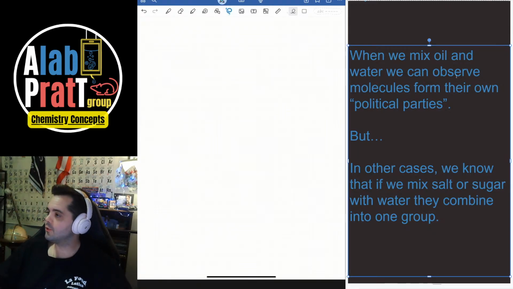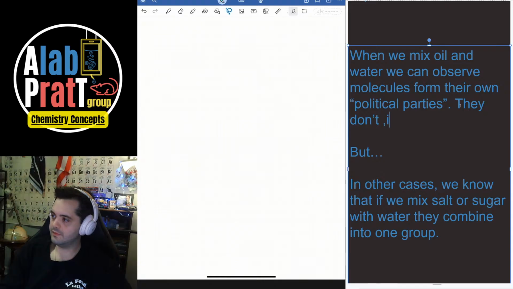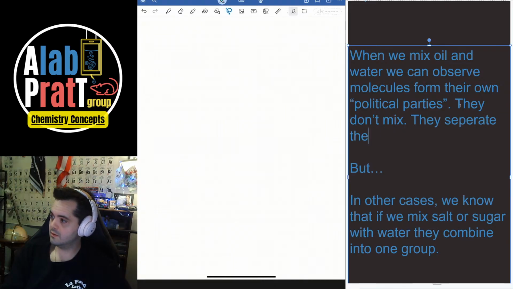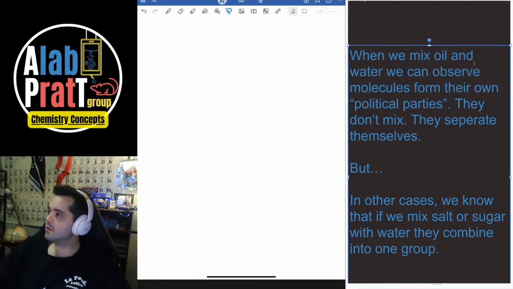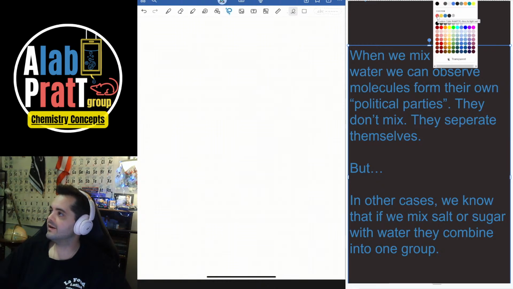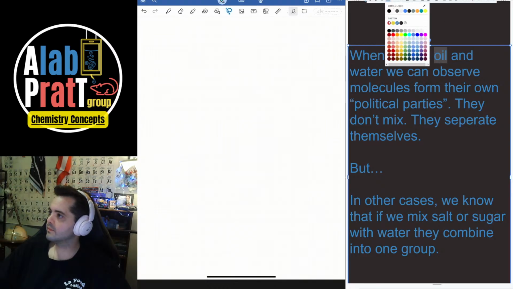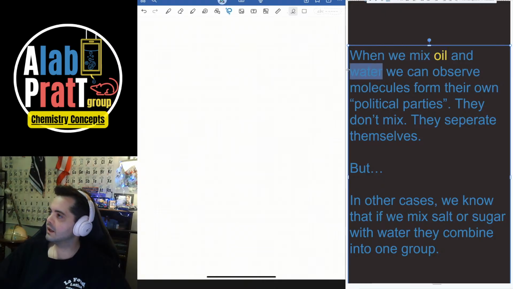Keep working. When we mix oil and water, we can observe molecules form their own groups. They don't mix. Okay, so what might be a halfway good idea is to start using some colors here. Oil, I guess, to me is more of a yellow, so let's do that. And water is polar, so I'm okay with using red here.